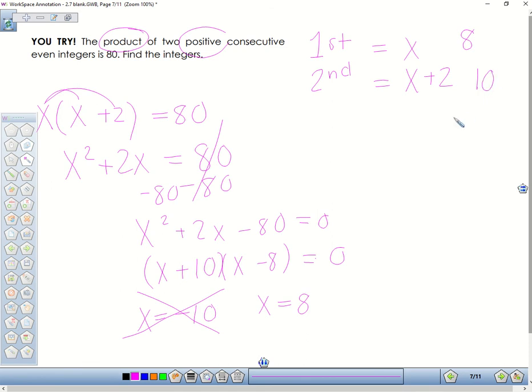So this is the kind of problem that if you didn't know about quadratics, if I just gave this to a random person on the street, they could probably figure it out based on trial and error, right? But it just shows you how quadratics can model real-life situations.